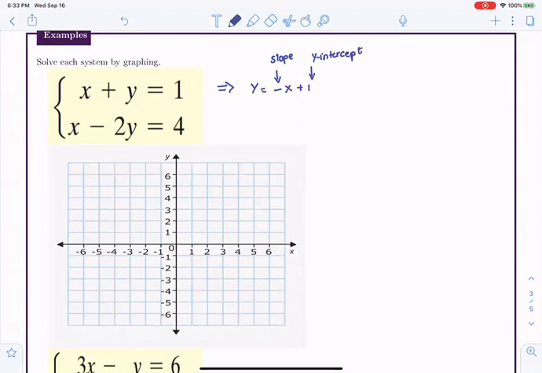Likewise, I need to have y on the left-hand side and move everything to the right-hand side. So I would have negative 2y equals minus x plus 4, because I'm moving the x from the left-hand side to the right-hand side. And I need y by itself, so I have to divide by negative 2 on both sides.